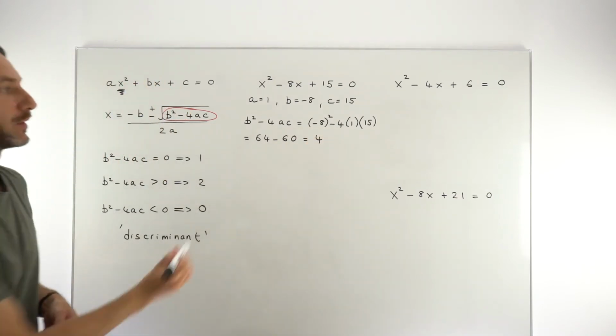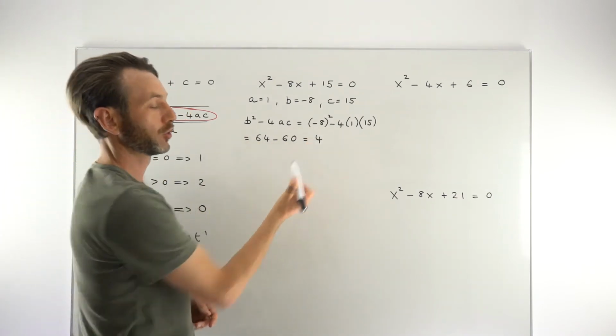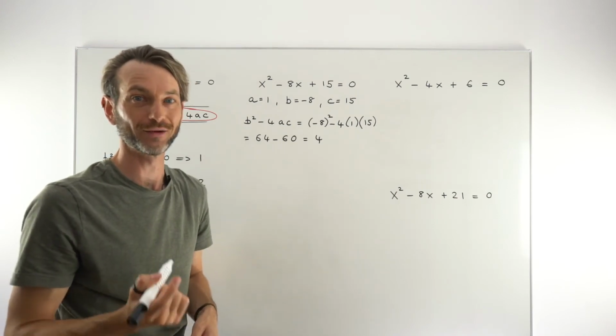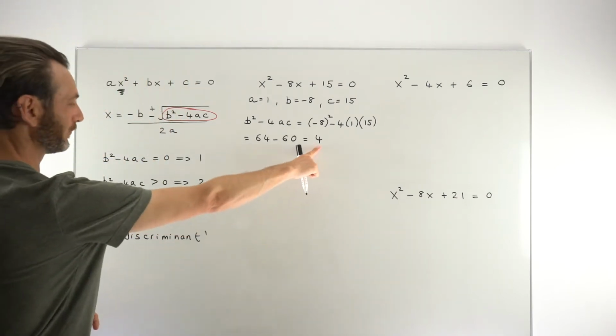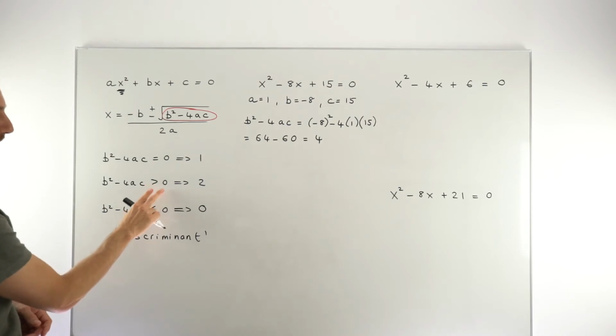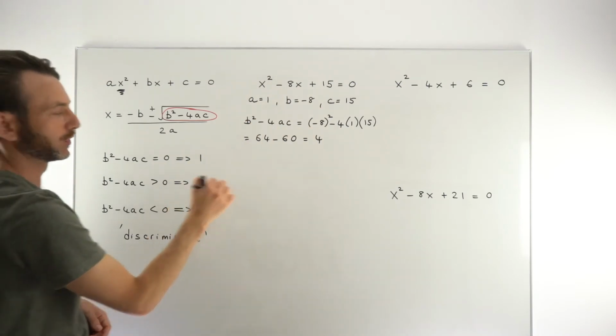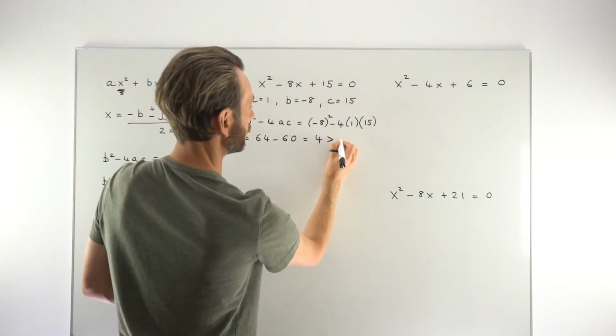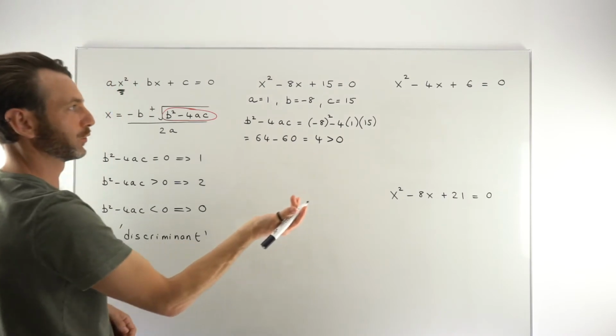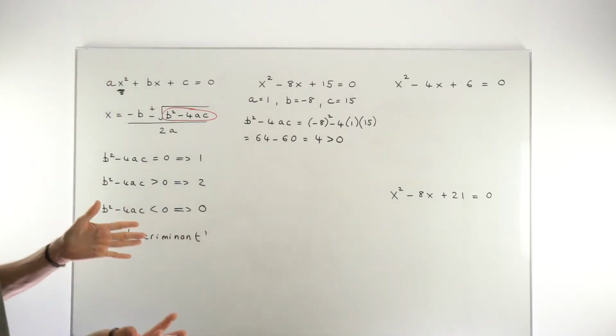The important thing with the discriminant is not the value, it's just whether the value is positive, negative, or 0. So this is positive 4, which is this scenario here, greater than 0. So the discriminant predicts that our quadratic equation should have 2 solutions. So this is greater than 0, so therefore we've got 2 solutions. How we go about finding those solutions?